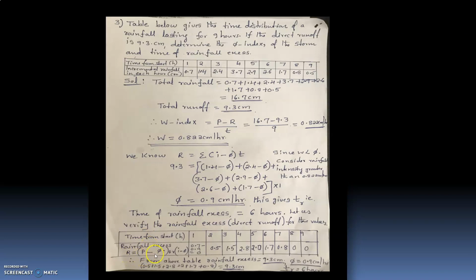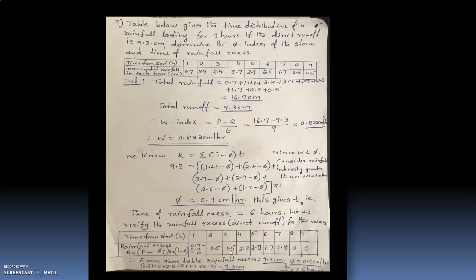That is R is equal to P minus phi t, or R is equal to I minus phi. Okay, so what is I? I is equal to rainfall intensity. So the first one is 0.7 minus phi. Phi is equal to 0.9. So 0.7 minus 0.9, that is minus value we get, so that is nothing but equal to 0. Next value is 1.4. So I minus phi, that is 1.4 minus 0.9, so we will get 0.5.